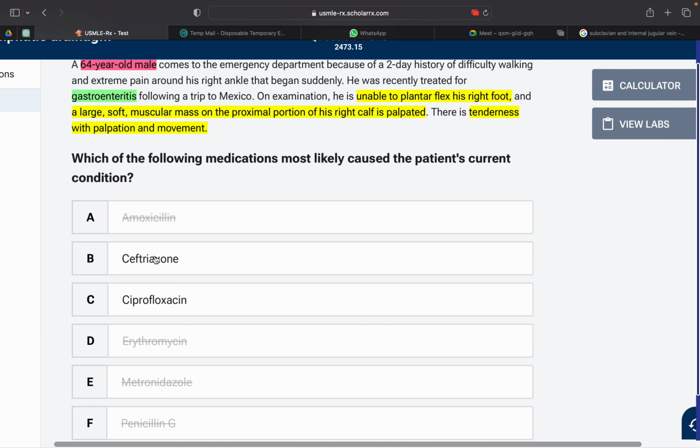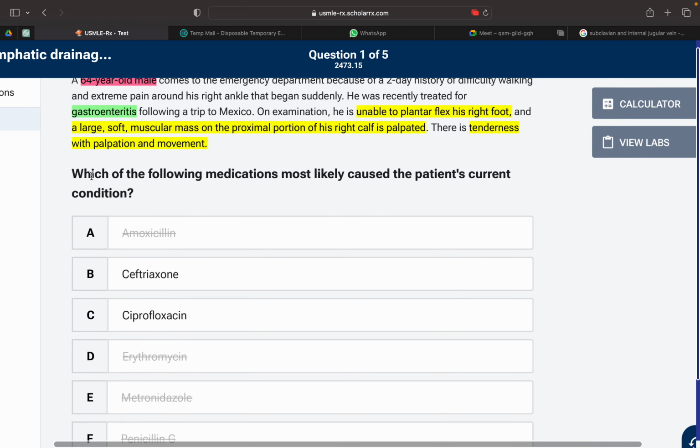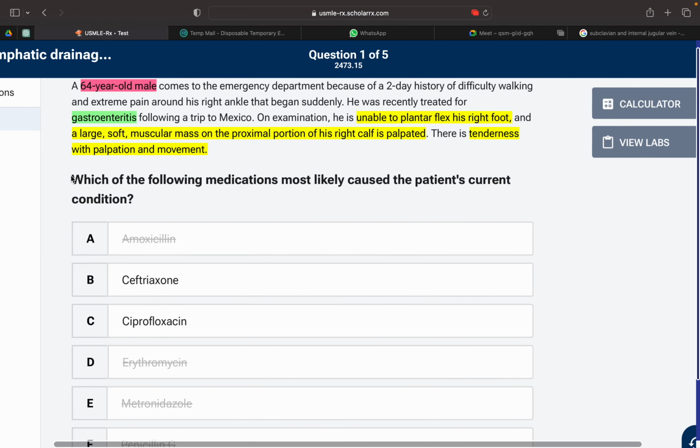So now I am left with two options, ceftriaxone and ciprofloxacin. Ceftriaxone is given for broad spectrum infections, when there are many infections in your body, like an upper respiratory tract infection, a gastrointestinal infection, and cellulitis at the same time. These are wide spectrum antibiotics given for wide spectrum diseases. My patient has just gastroenteritis, only one infection. That's why I am cancelling this, and I am going with ciprofloxacin. Now I have to see the adverse effect of ciprofloxacin. Ciprofloxacin has an adverse effect named Achilles tendinitis. Do you know Achilles tendinitis?